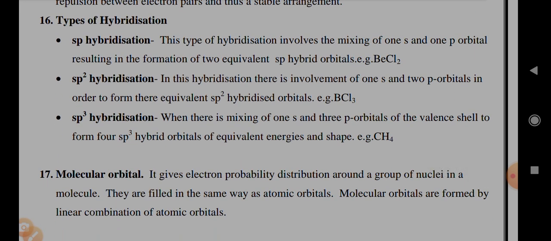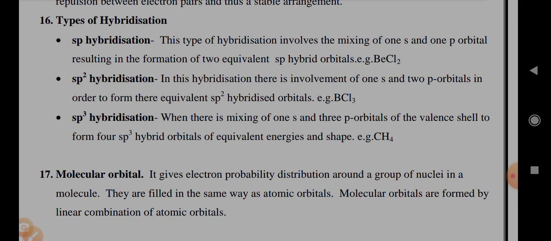Types of hybridization: sp. This type of hybridization involves mixing of one s and one p orbital, resulting in formation of equivalent sp hybrid orbitals. Example BeCl2. sp2 hybridization. In this hybridization, there is involvement of one s and two p orbitals in order to form equivalent sp2 hybridized orbitals. Example BCl3. sp3 hybridization. When there is mixing of one s and three p orbitals of the valence shell to form 4 sp3 hybrid orbitals of equivalent energies and shape.